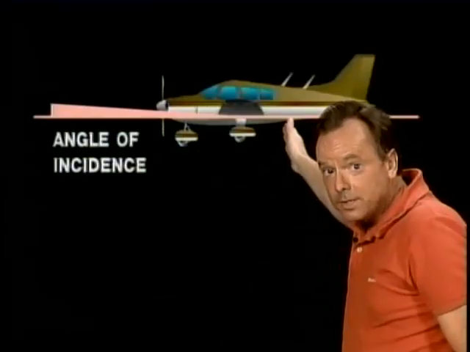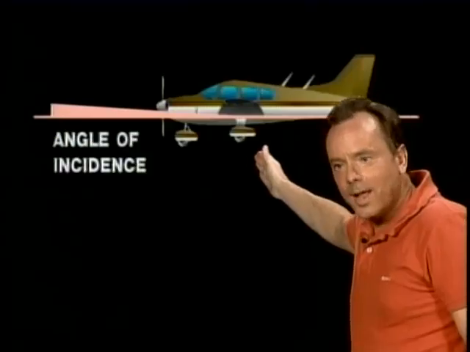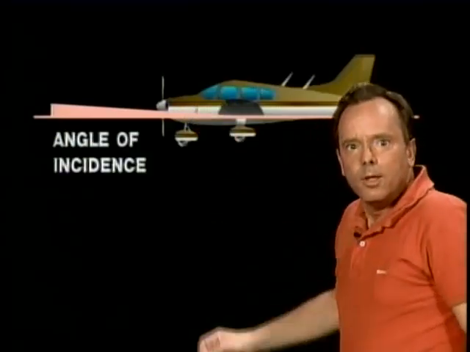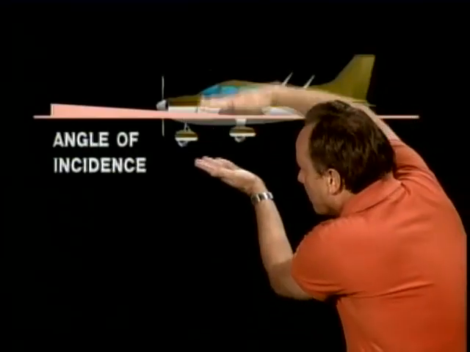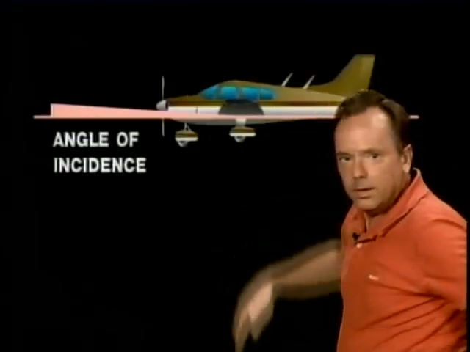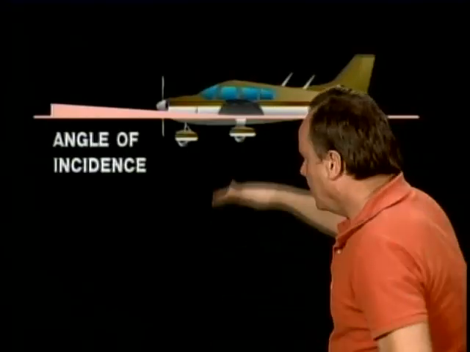But they don't put it exactly like that on the test. They say the angle of incidence is the acute angle, that means the small angle, formed by a line parallel to the wing chord, because you might need to move it up or down to get it near the longitudinal axis, and a line parallel to the longitudinal axis of the aircraft.